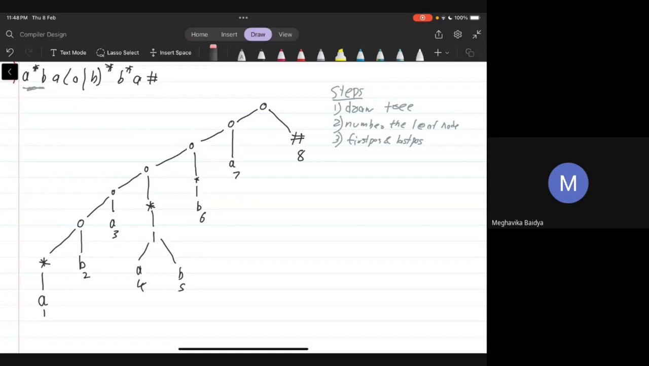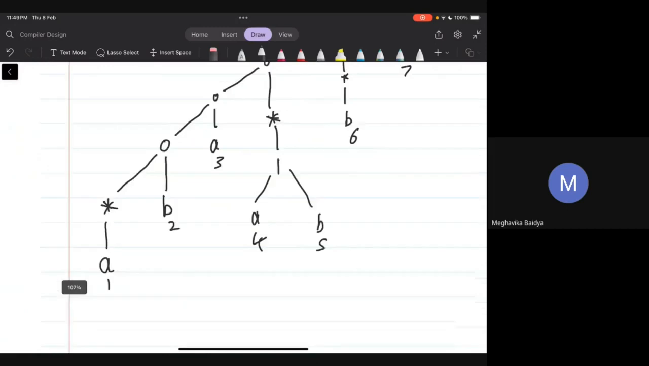Once you do the tree, the second step is to number the leaf nodes, which is 1, 2, 3, 4, 5, 6, 7, 8. After this, you have to find the firstpos and lastpos. What it basically means is with what does your string start and end with, a sample string. That's all you need to know right now.